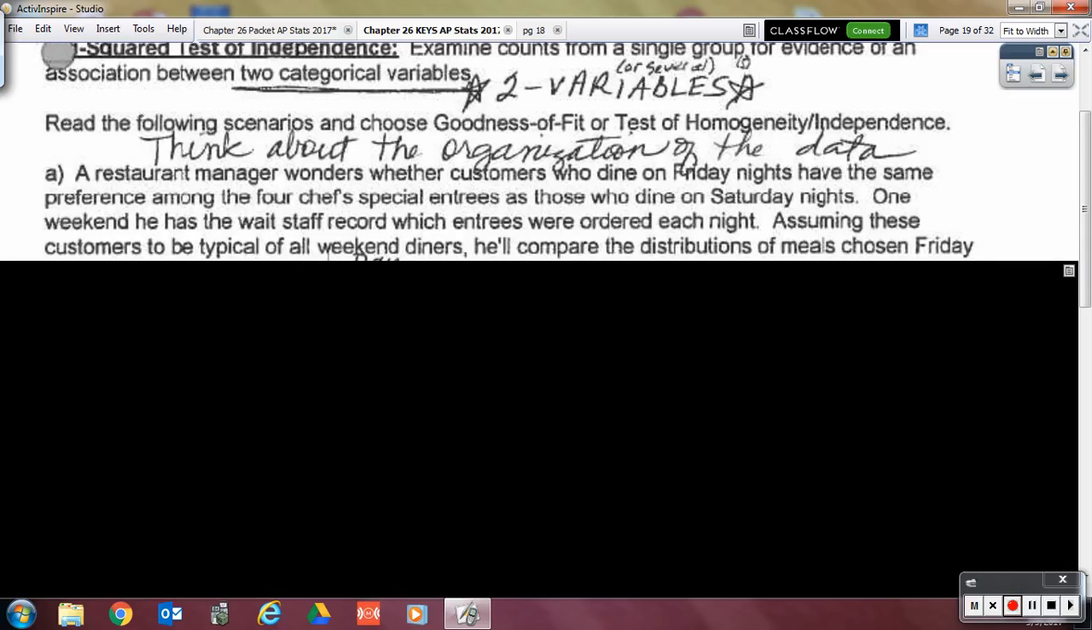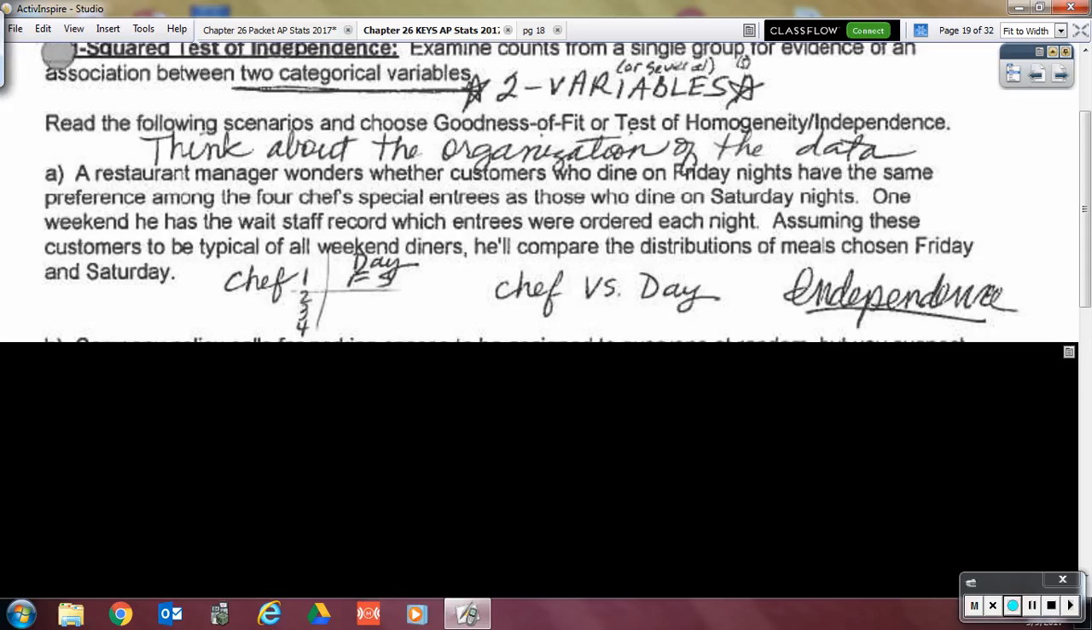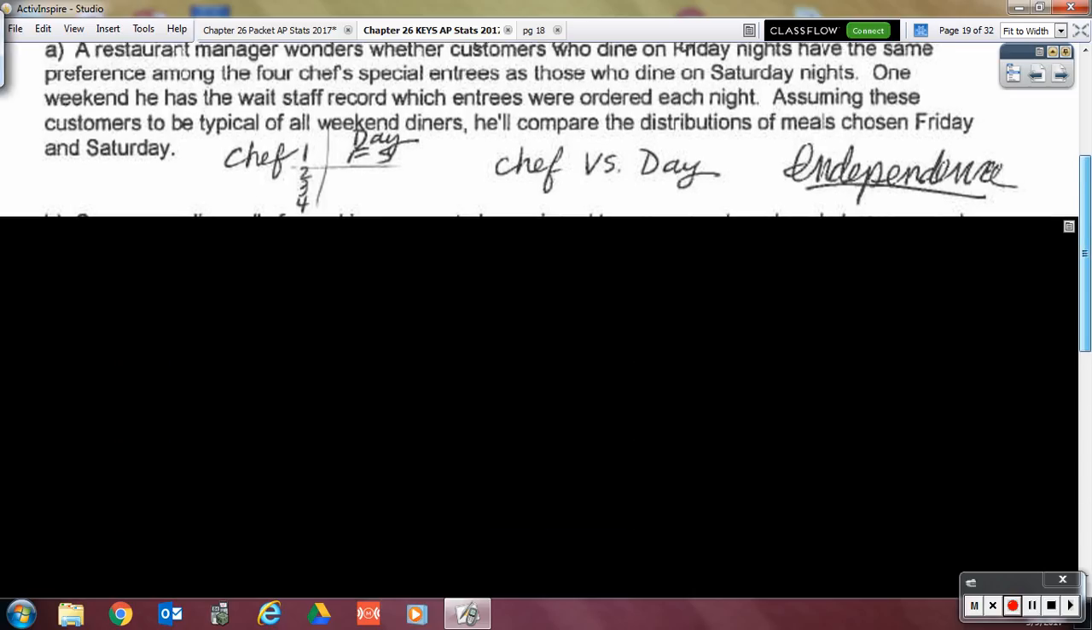So, what are we dealing with here? We got Friday, Saturday nights. Okay, so that's one variable. Do we have another variable? Yeah, the chef's entrees. We're wondering if they're chosen that same way. So if I have those two variables, then it's going to be chi-squared test of independence. Okay? We're wondering if that day is affecting the rate at which those entrees are chosen, or if it's independent of those, I guess I should also say.